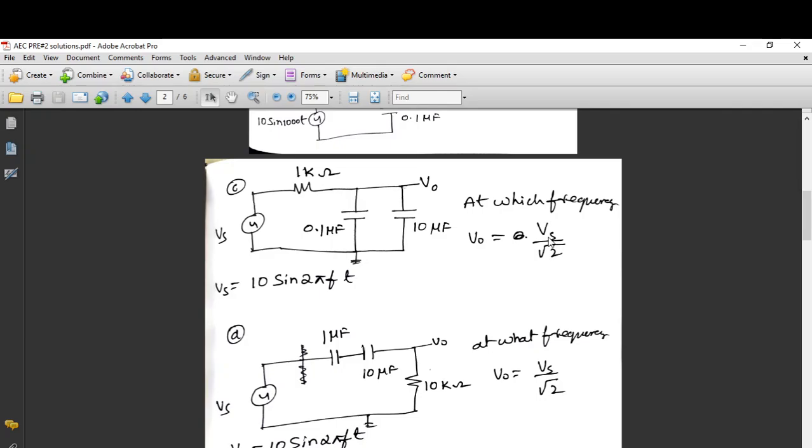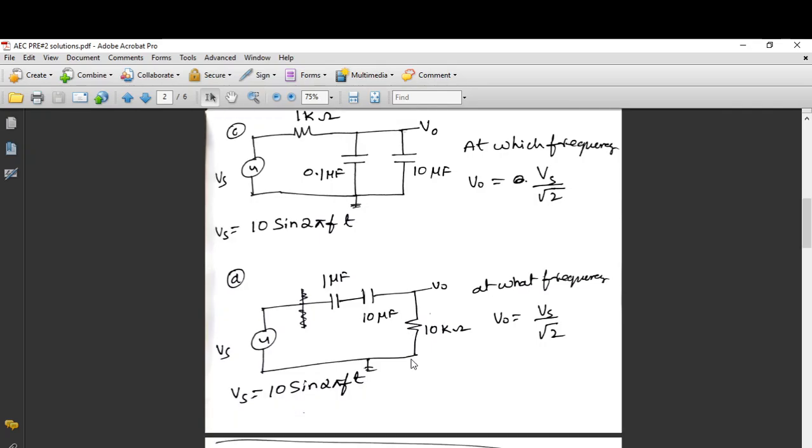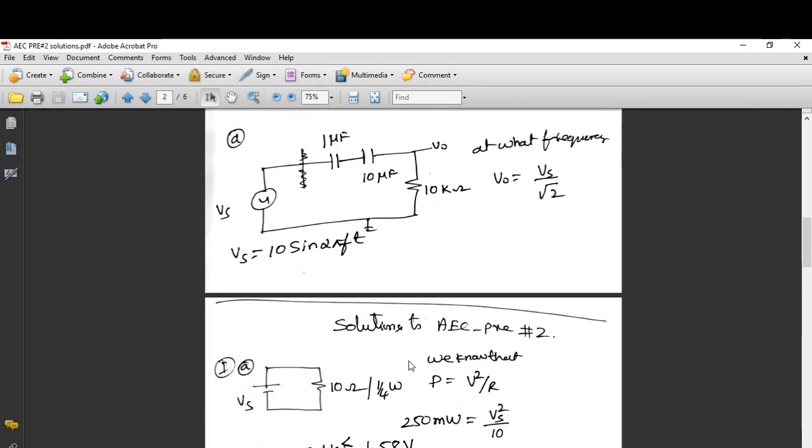There is a specific reason for asking for 1 over root 2 times the input voltage. These are the two circuits. Since the two capacitors are in parallel, they are going to add up. Here two capacitors are in series, so their effective capacitance is lesser than the least one. So here it is just the addition of these two. Here also I am asking what is the frequency at which output voltage is 1 over root 2 times the input, that is Vs by root 2.